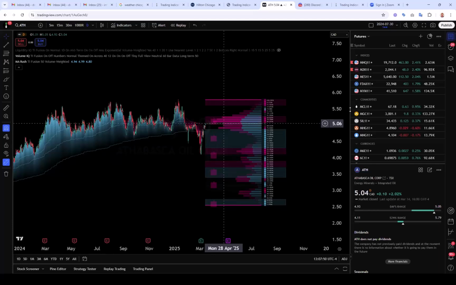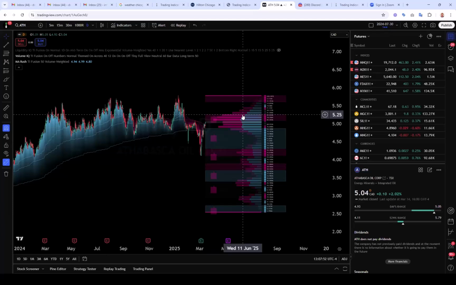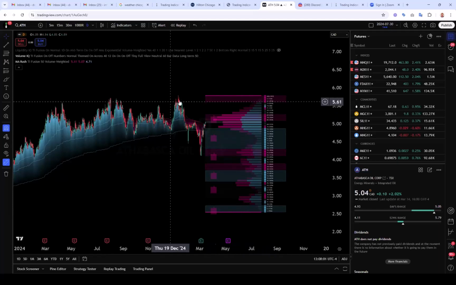Yeah, if it can get above like 5.15 or 5.20, it's a nice long. Of course, there's low volume here, you can see it here, and price may just fly through these areas. The next bigger level, I guess these all-time highs, may act as resistance at that point. Perfect. And then I think we can go back to the dashboard.